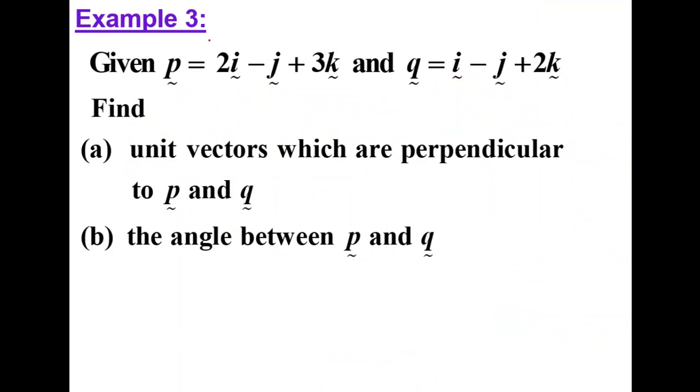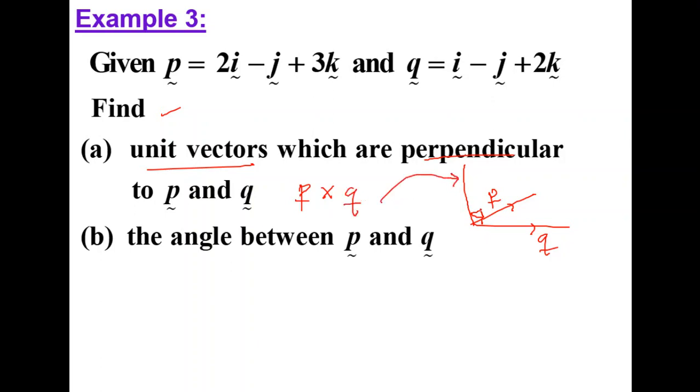Example 3. Given vector P equals 2i minus j plus 3k and vector Q equals i minus j plus 2k, find a unit vector which is perpendicular to P and Q. Say that this is vector P, vector Q. To find a vector which is perpendicular, you need to do the cross product, vector P cross vector Q. This is the vector which is perpendicular to vector P and vector Q.